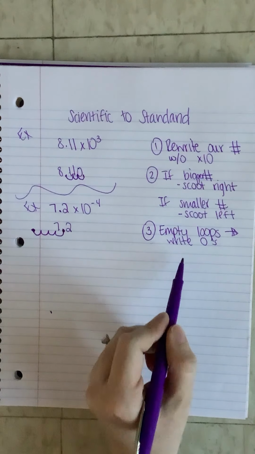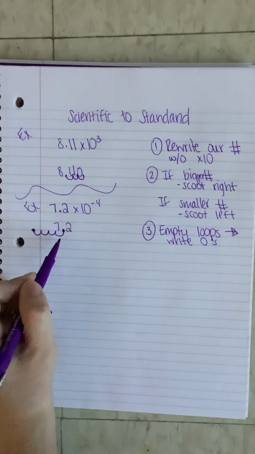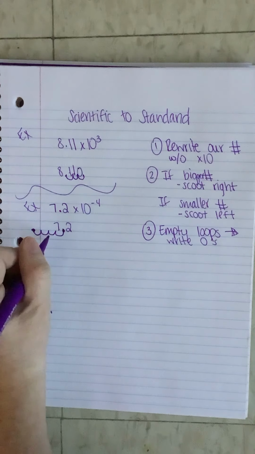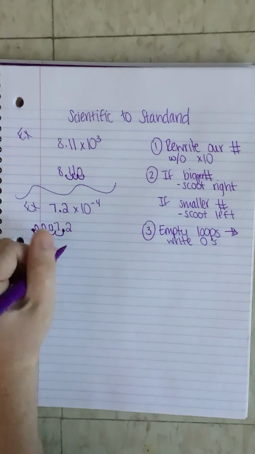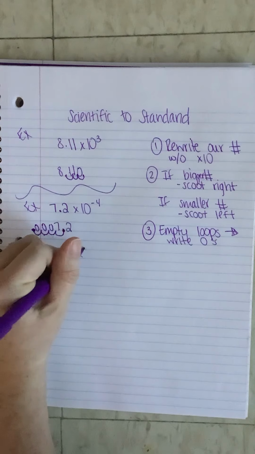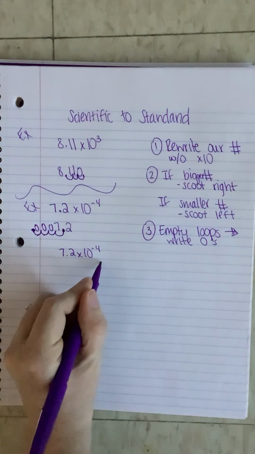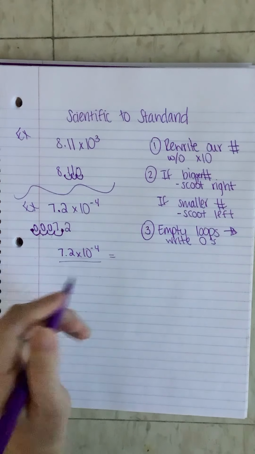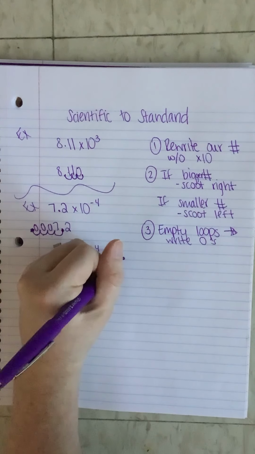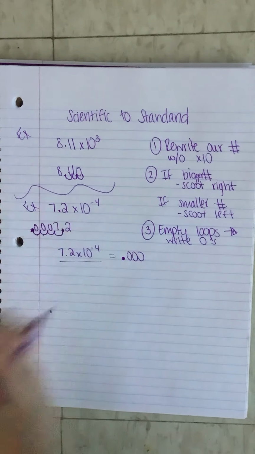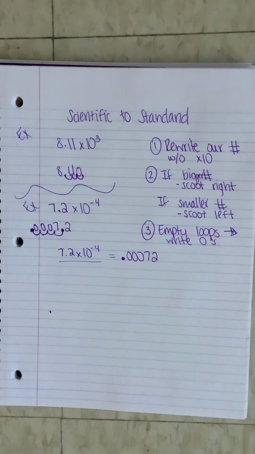Now, where I have the empty loops, I need to write the zeros. So in this first loop, I've got a 7, and that's okay. But I have an empty loop here, so I'm going to write a 0. I have an empty loop here, I'm going to write another 0. And I have an empty loop here, so I'm going to write another 0. So that means that 7.2 times 10 to the negative fourth power in scientific notation, if I write it in standard notation, just like this number, I have 0.00072. And just like before, same number, same value, written two ways.